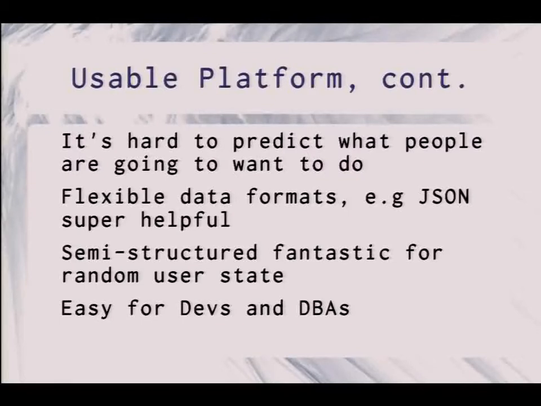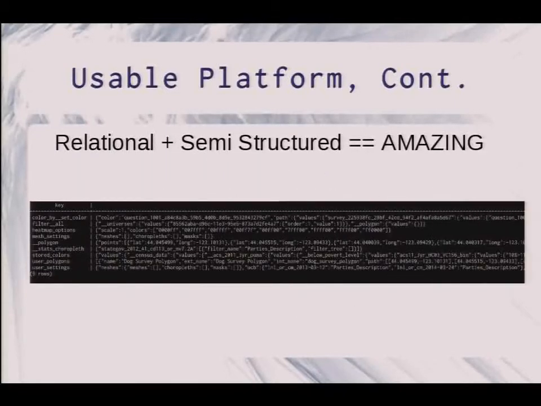And we use JSON in a few places. But one of the really good ones is for random user state. It makes it easy for devs, because they're used to dealing with JSON, and all they have to do is update a field. And it's easy for me, because I'm not always making database patches and running alter table, add column, alter table, add column. So yes, relational and semi-structured is really amazing. It's like peanut butter and chocolate.